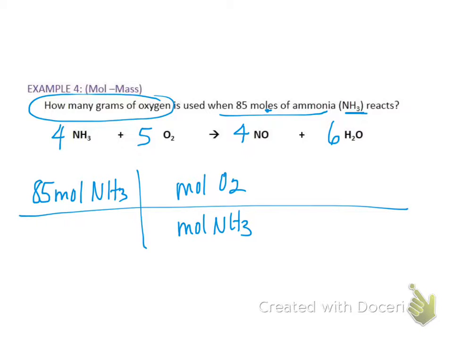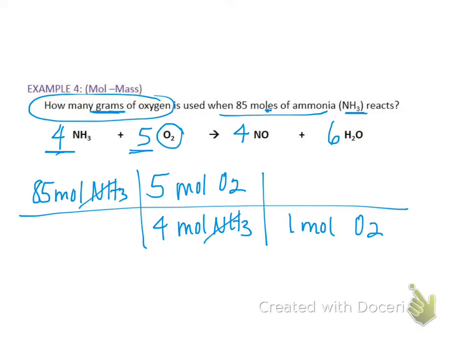Go to our balanced equation. In front of NH3, we have a 4. In front of oxygen, we have a 5. All right, cancel out moles of NH3. Now, since it wants grams of oxygen, we're going to use, you guessed it, molar mass. 1 mole of oxygen. Now, oxygen is O2, so it's not 16, it's 32 grams of oxygen. Because it is O2 and you have that 2 right there, you got to double it.